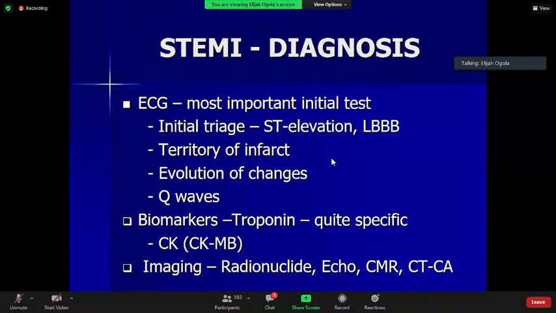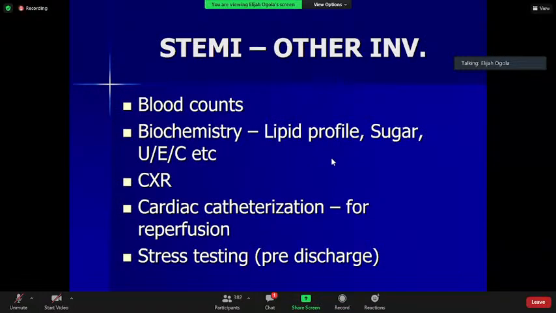Then there are other things that you can do depending on the complications and what you are looking for. Now, the other investigations are of course the usual things. You want to know whether these guys are anemic or not, what their sugar is, what their cholesterol is. Many of the drugs you use might affect the kidneys, so you want to know their kidney function. If they are in heart failure, you may do a chest X-ray, not a routine by any sense.